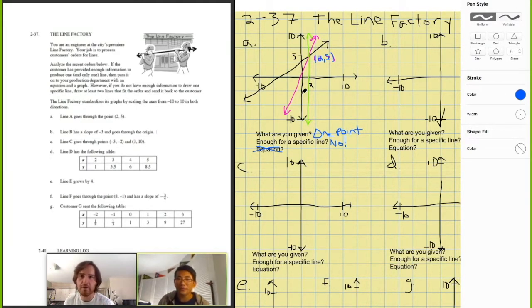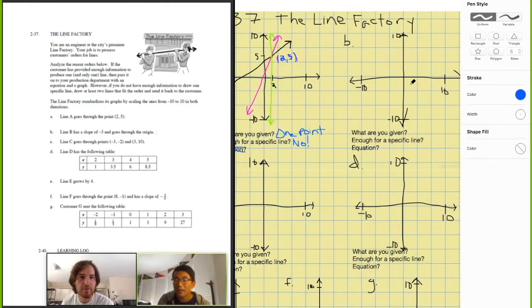All right. Anyways, I'm going to kick it over to you, my associate here at the line factory. Let's see if you can produce. I got another order from a person who wants a line B that has a slope of -3 and goes through the origin. Let's see here if that's going to be enough to go through. Yeah, so let's see.